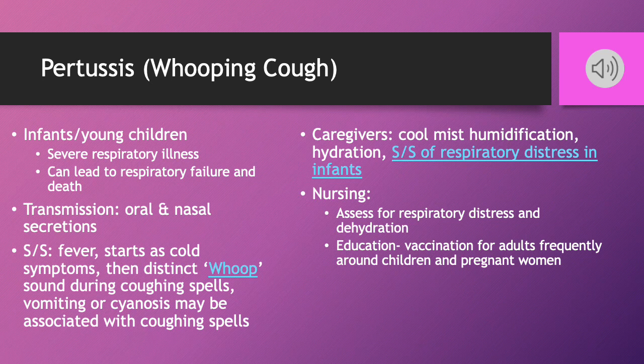Pertussis is commonly called whooping cough. It's a serious infection with infants and young children. Older children can have it as well, but they just handle it much better because they have larger airways. So with infants and young children, it's a severe respiratory illness that can lead to respiratory failure. And of course, after that, it could lead to death. It's transmitted through oral and nasal secretions.